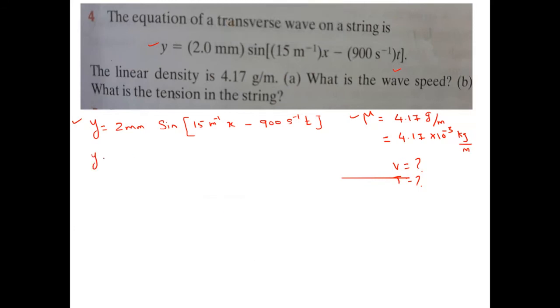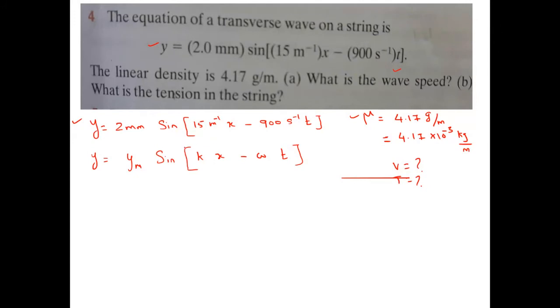y, which is equal to ym sine of kx minus omega t. Am I right? Yes.